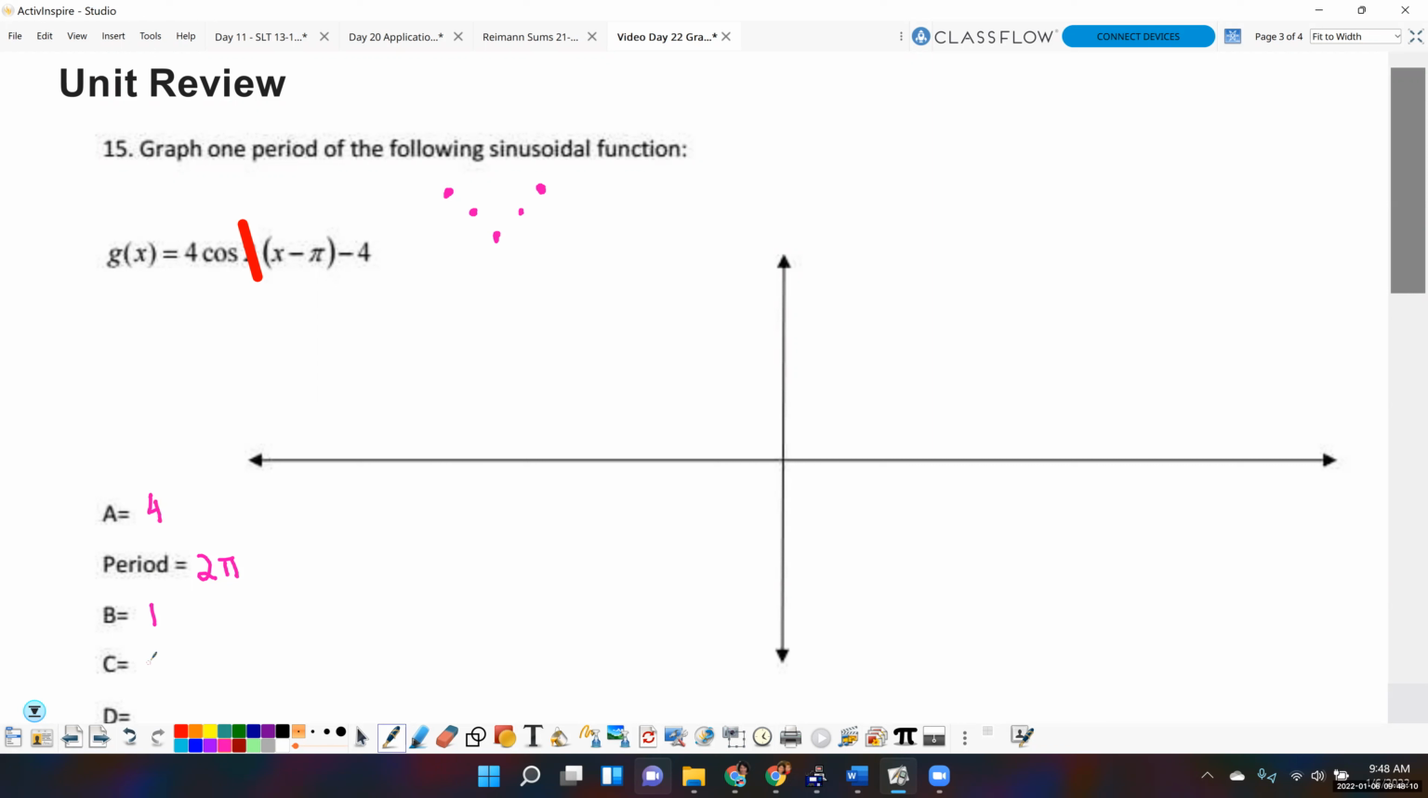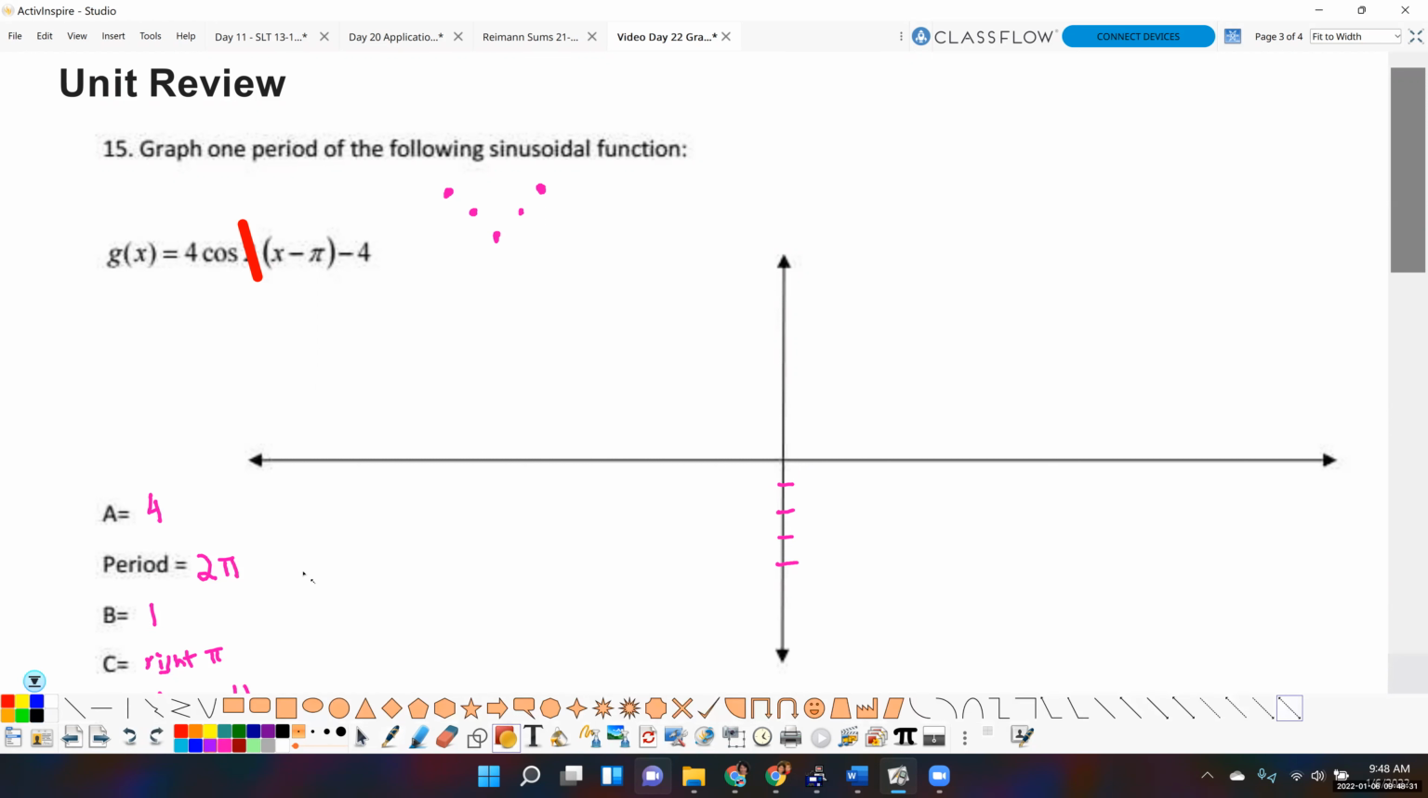I have an amplitude of 4. It moves to the right pi because it's x minus pi, and it goes down 4. So I'm going to set up my amplitude and my midline first. 1, 2, 3, 4. Put that midline in.